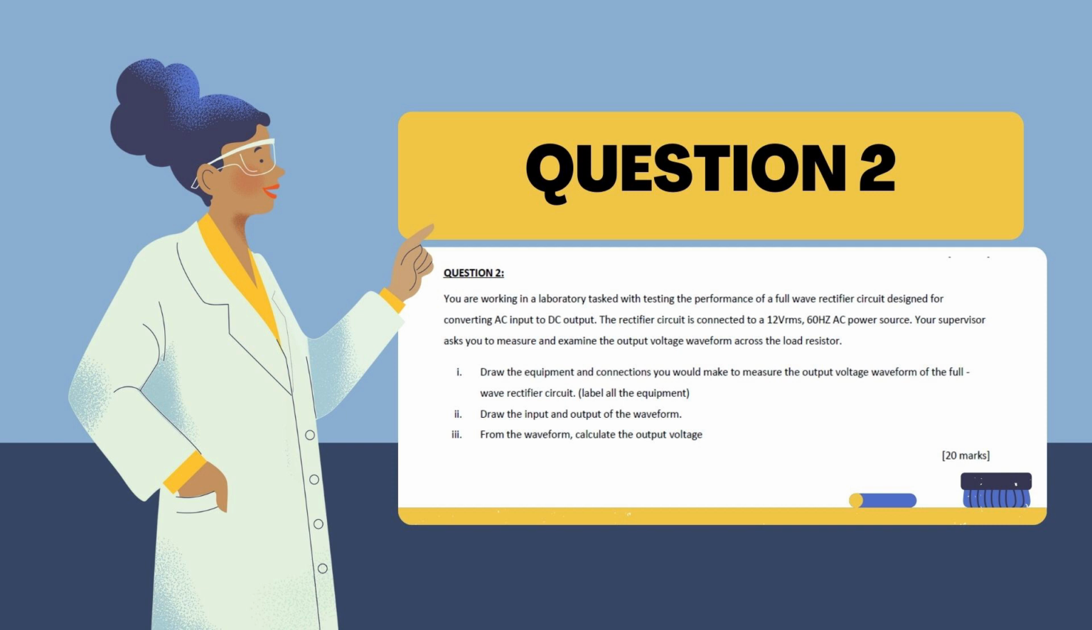First one is, draw the equipment and connection you will make to measure the output voltage waveform of the full wave rectifier circuit, and label all the equipment. Then, draw the input and output of the waveform. Lastly, from the waveform, calculate the output voltage.